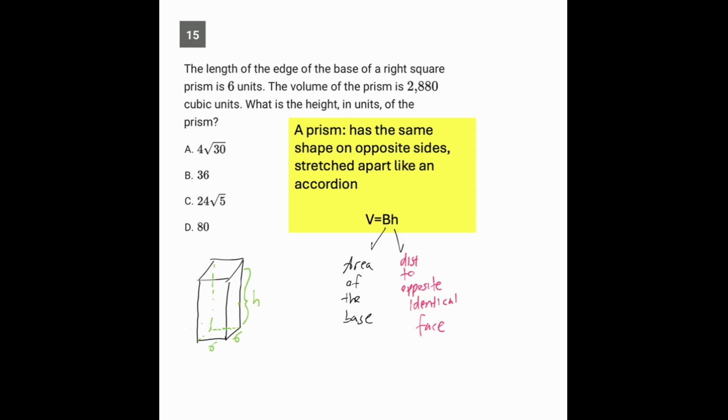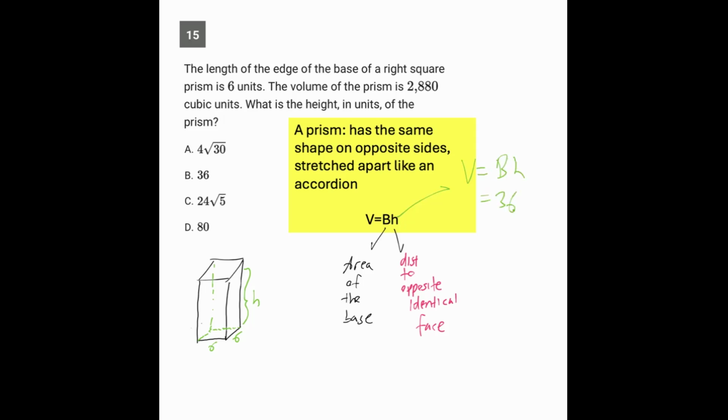In the diagram I drew before, the height went sideways because it was the distance between the two identical triangles. Here, it's the actual vertical height because that just happens to be where the space between the two identical squares is.